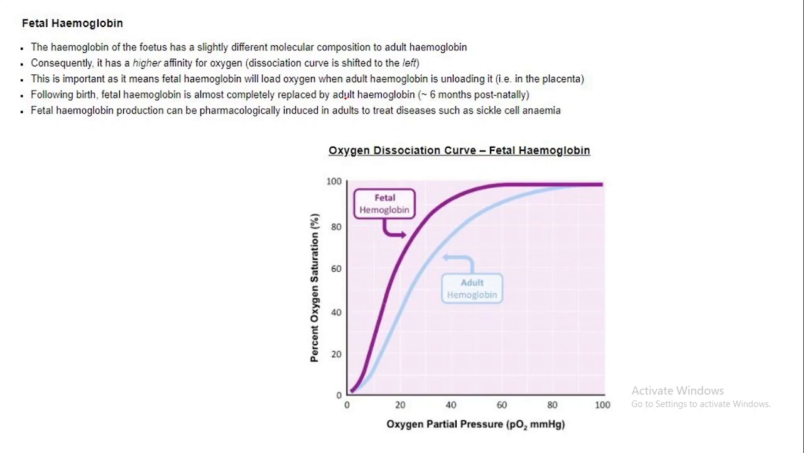The oxygen that comes till the placenta, when that oxygen comes in contact with the fetal tissues, that is going to be picked up and loaded, but it's not getting used, it is taking it further. So following birth, fetal hemoglobin is almost completely replaced by adult hemoglobin. Fetal hemoglobin production can be pharmacologically induced in adults to treat diseases such as sickle cell anemia. Remember this.